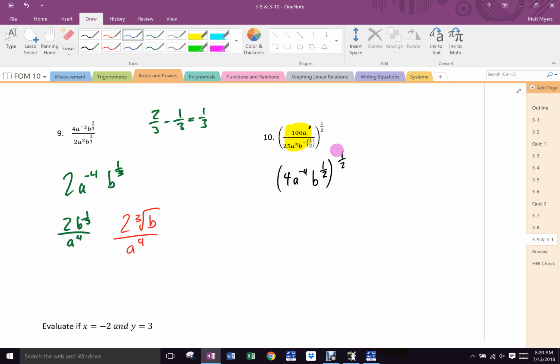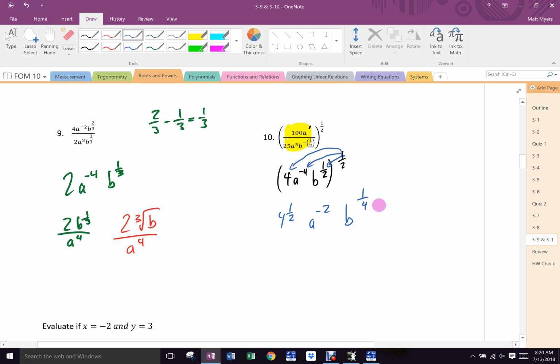This is the way I do these. I bring the 1/2 to every exponent, and since it's going over a bracket, it multiplies those exponents. What's the exponent really with 4? It's 1, yes? So this becomes 4 to the 1/2. For A, what's 4 times 1/2? 2. A to the negative 2. And for B, what's 1/2 times 1/2?